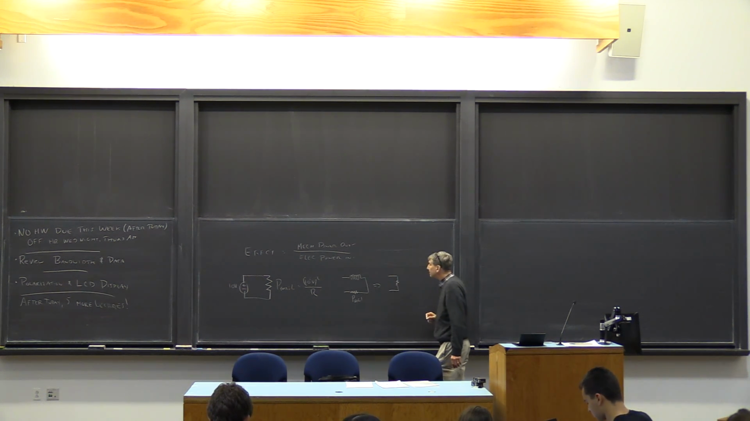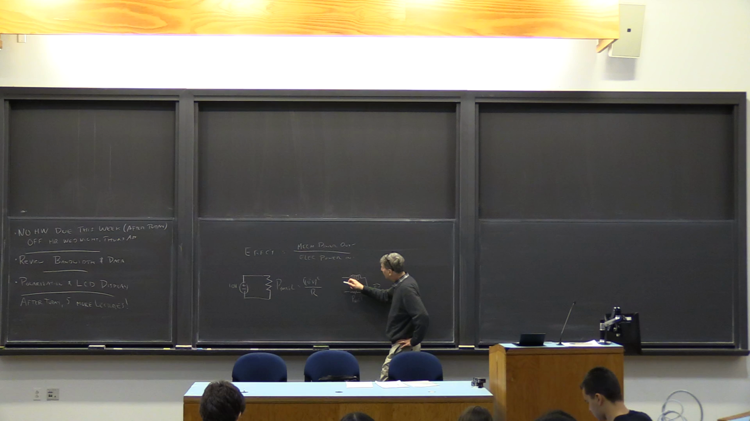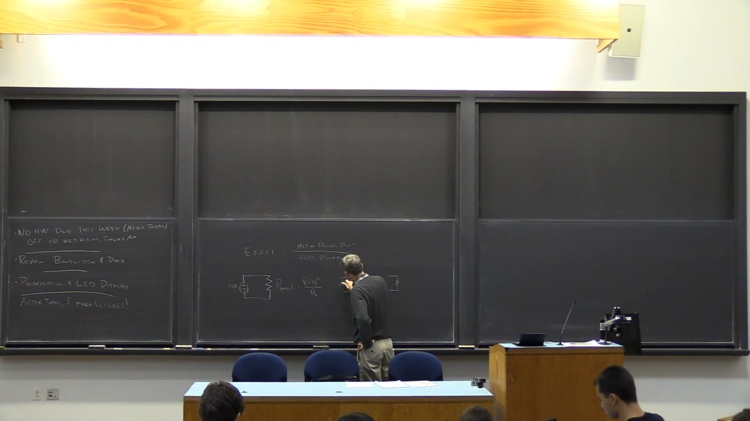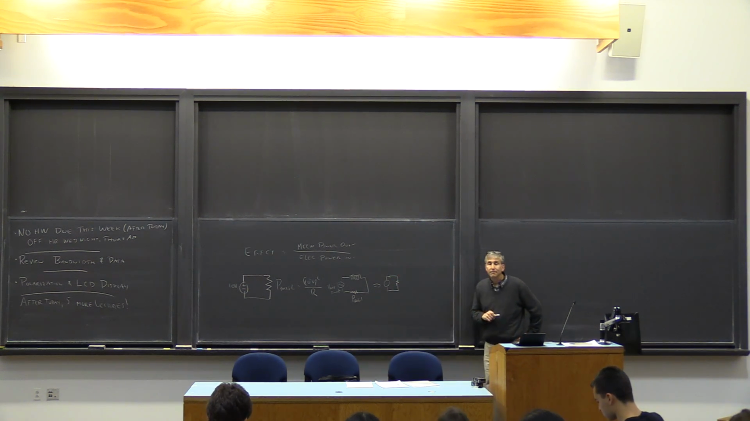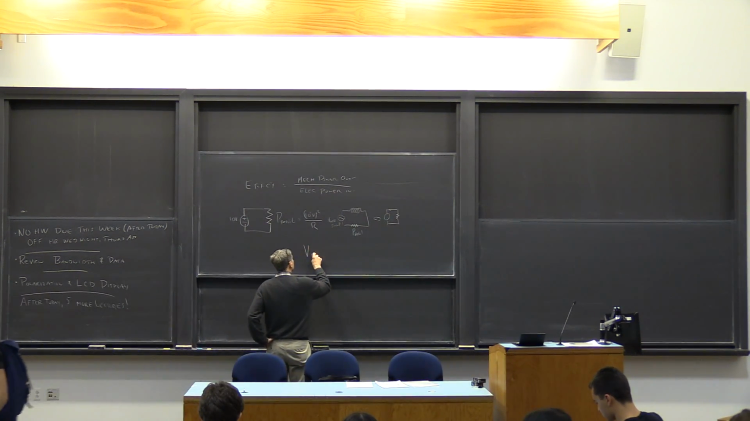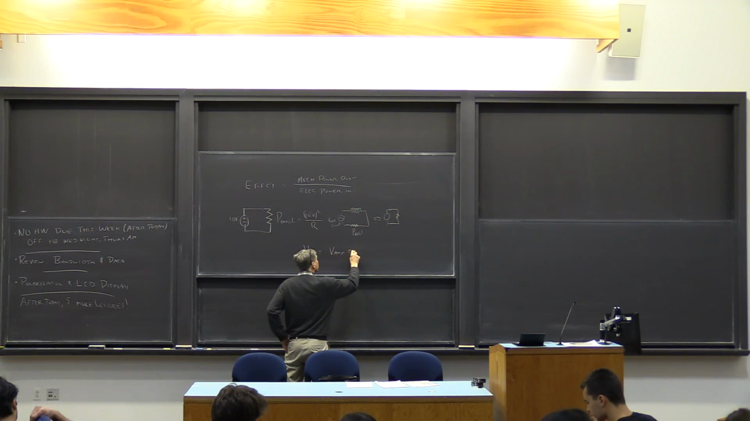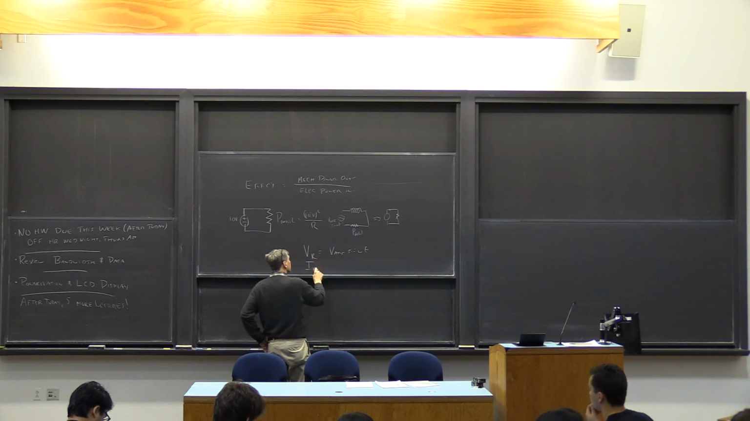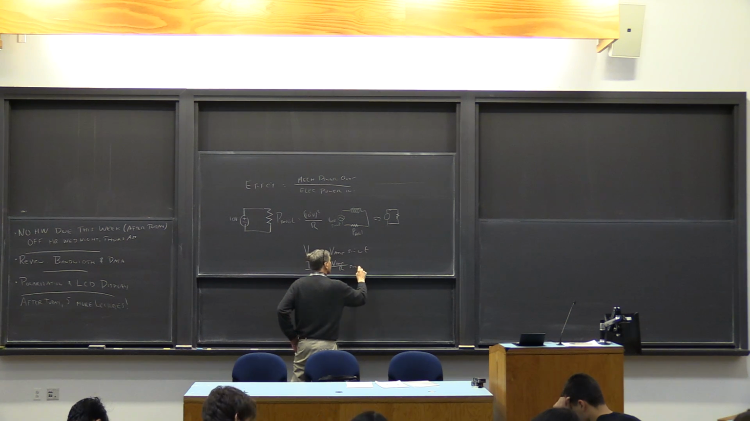And what you're putting in here generally is some kind of sine wave. You have some V amplitude sine omega t. So same thing here. And V_R, the voltage on your resistor, then will be V amp sine omega t. The current in the resistor will be V amp over R sine omega t.